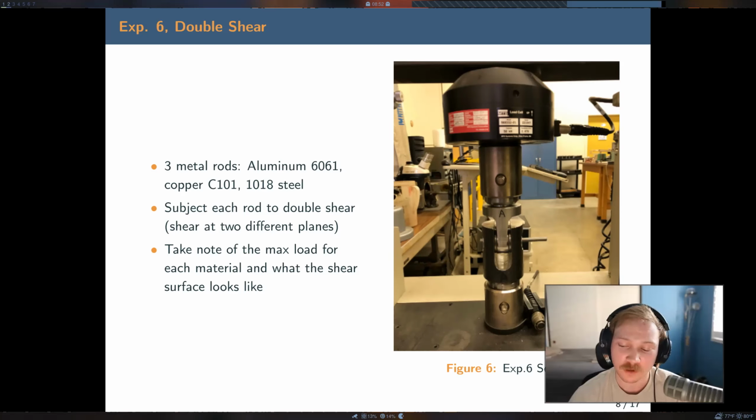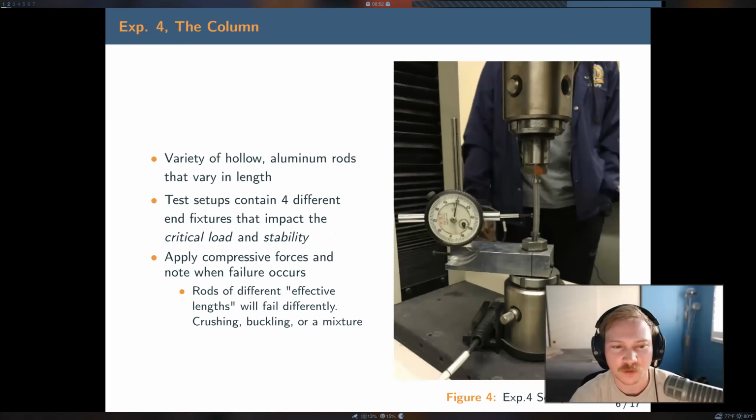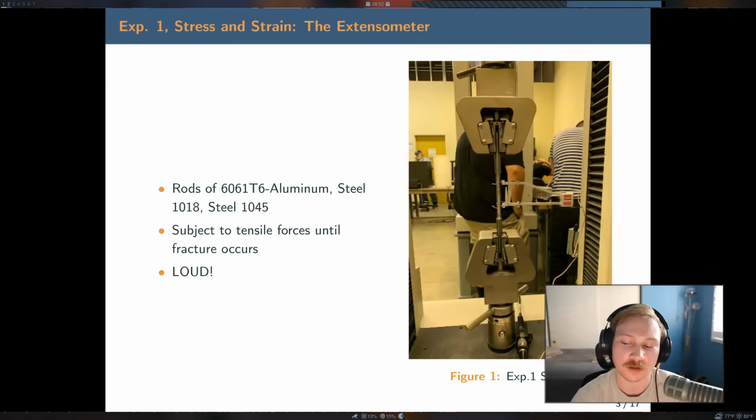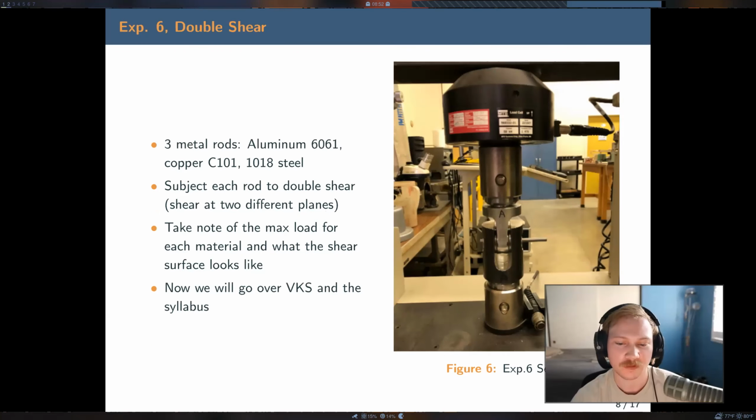Alright, so I know I went over all of these kind of fast, but I just wanted to give you a little preview of what we're going to be doing throughout the semester, so you have an idea of what we're actually going to be doing. It's a stress mechanics lab. So any questions on the labs at all?